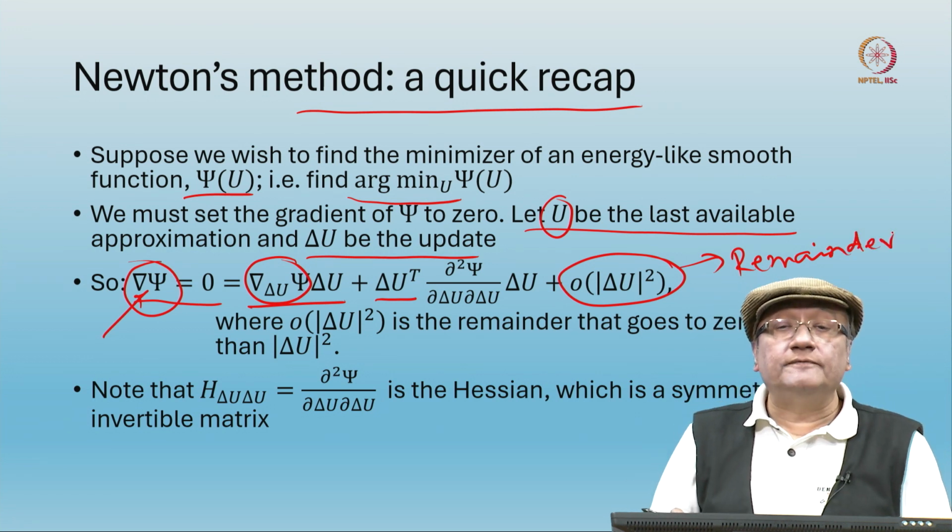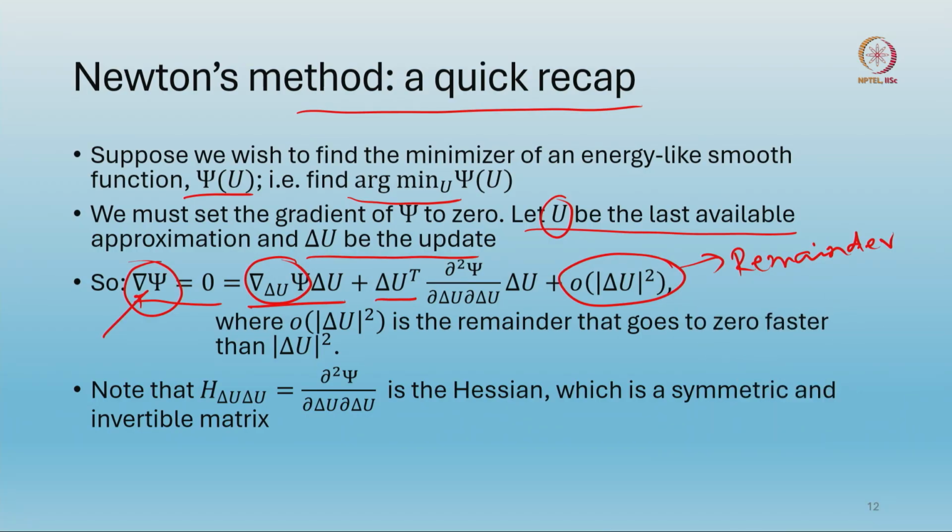What is this small order of the square? It means that it goes to 0 faster than delta u square itself. Delta u square goes to 0 quadratically as delta u goes to 0, but this quantity goes to 0 faster than that, faster than quadratic. So that would mean that even after removal of this, the terms that are remaining must go to 0 quadratically. So that is the advantage.